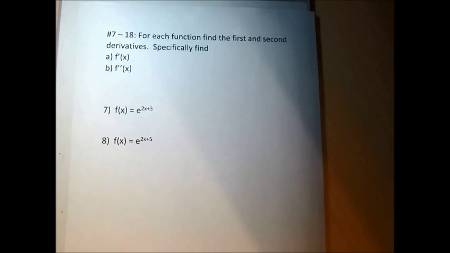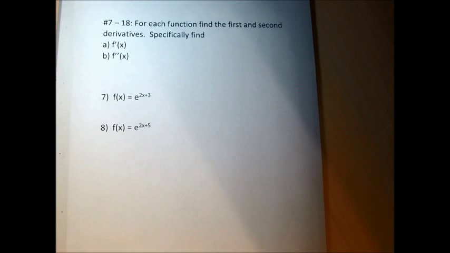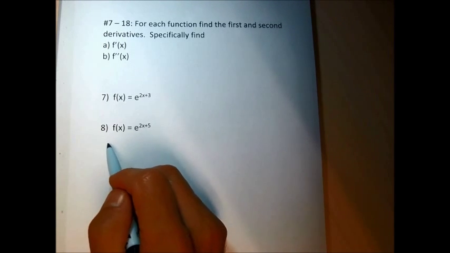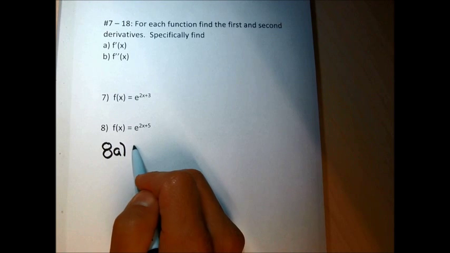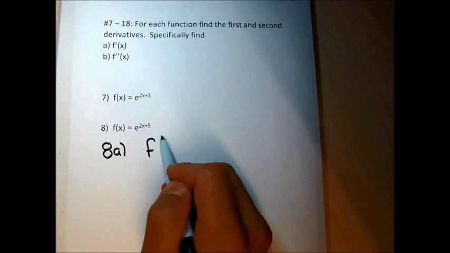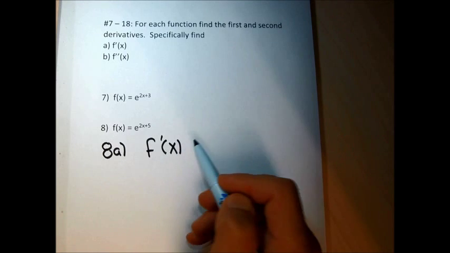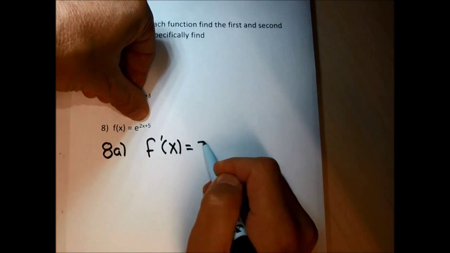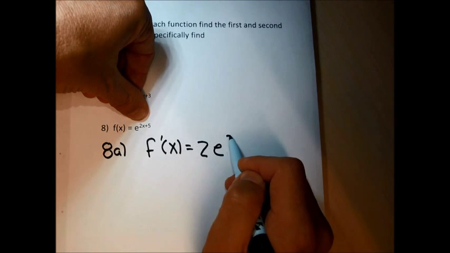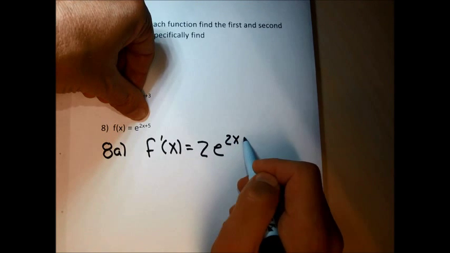The rest of the problems only want me to do 2 derivatives, mainly because maybe the third derivative might be kind of messy, but I don't think this problem is going to be so bad. So first derivative, so 8a, to do the derivative of any e function, you take the derivative of the exponent, multiply it by the function unchanged. The derivative of this exponent is just 2. So the derivative is 2e to the 2x plus 5.